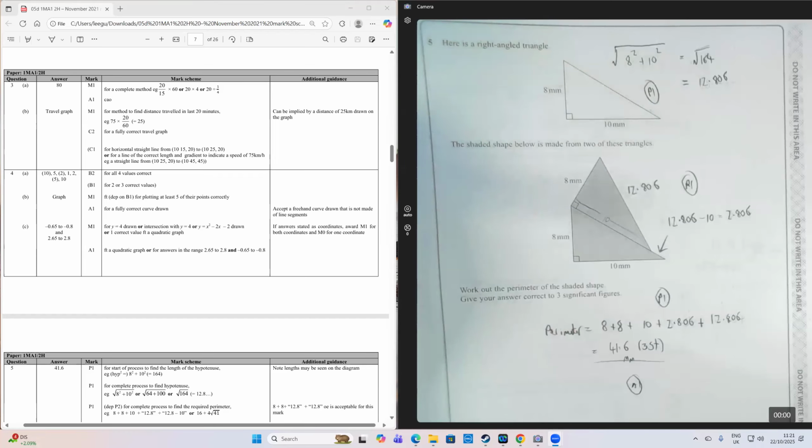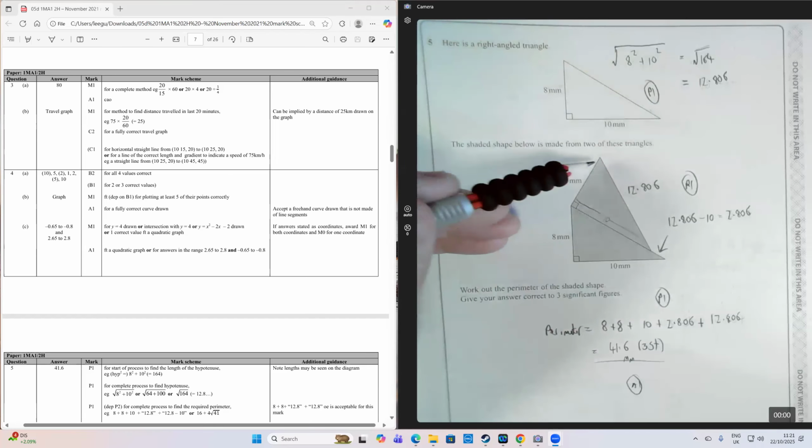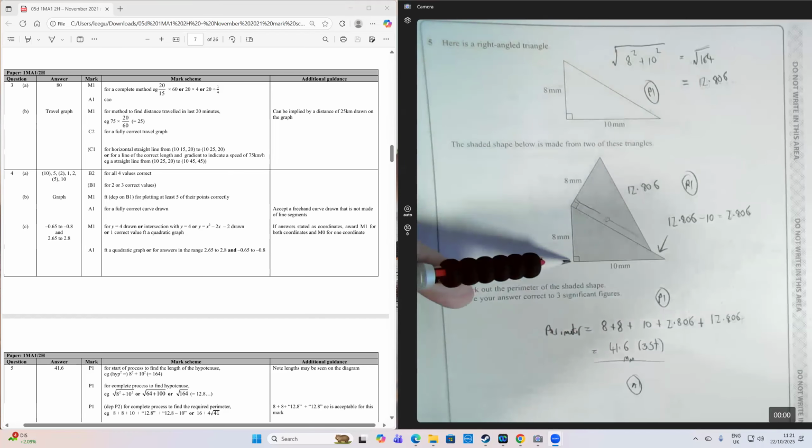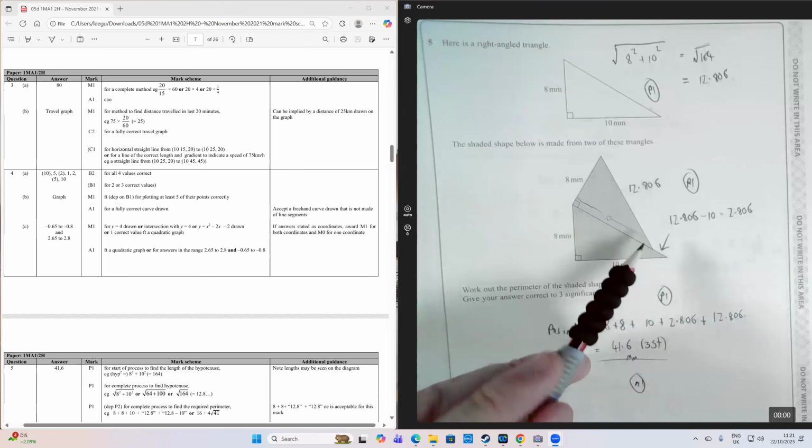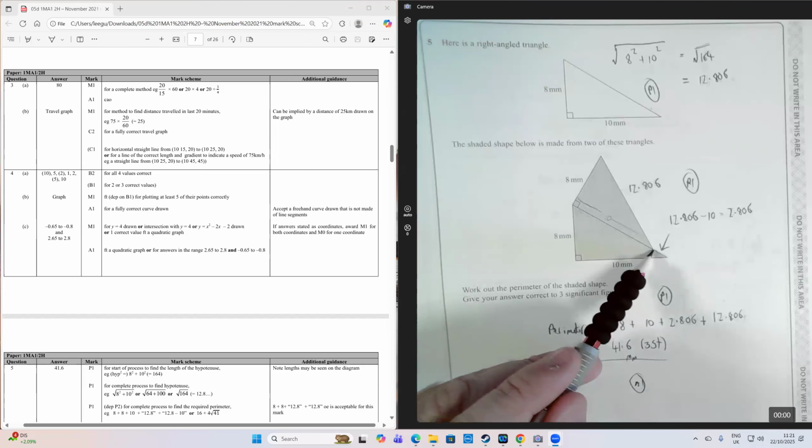Now let's consider our perimeter. Well, we've clearly got an 8, we've clearly got an 8, we've clearly got a 10, and we've got one lot of this hypotenuse. The only awkward bit is, how on earth do we know what this little bit is here? Well, let's consider how we're going to work out that little bit.